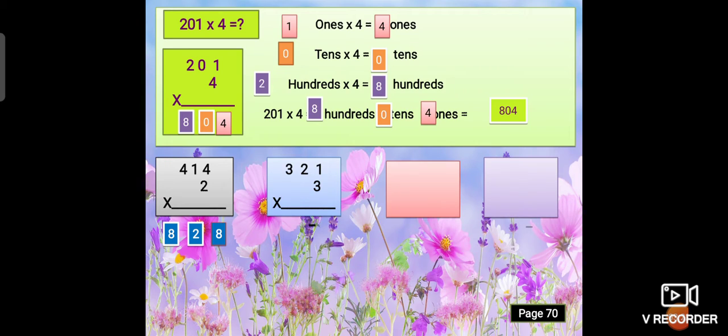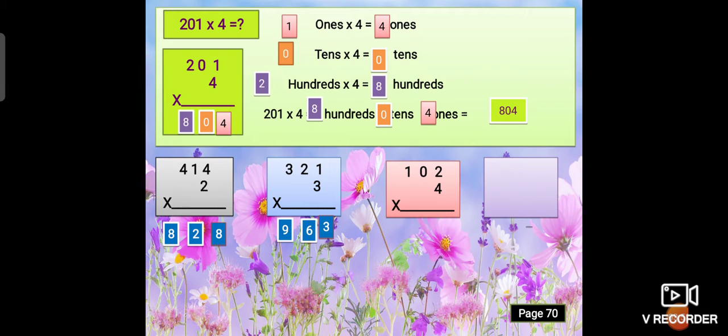Now we have 321 multiplied with 3. Let's work on ones. 1 times 3, it is 3. 2 times 3, it is 6. And then 3 times 3 is 9. So 963. Take a look and check whether I have something wrong or mistaken.